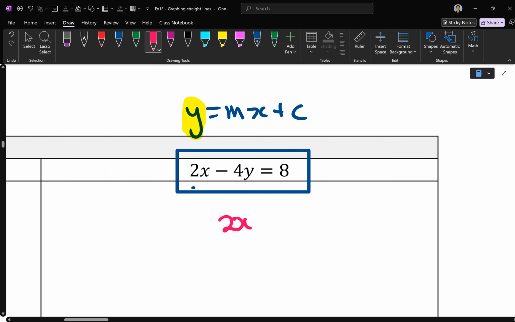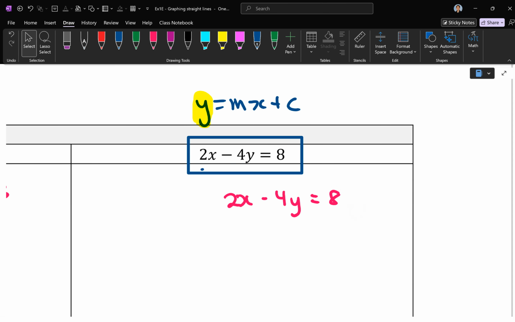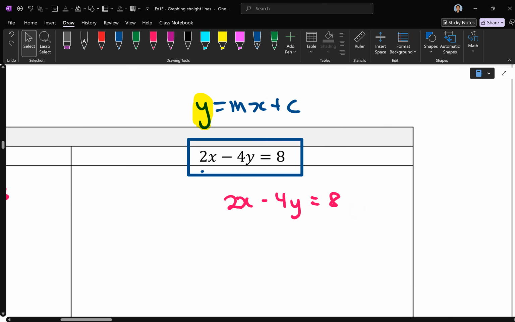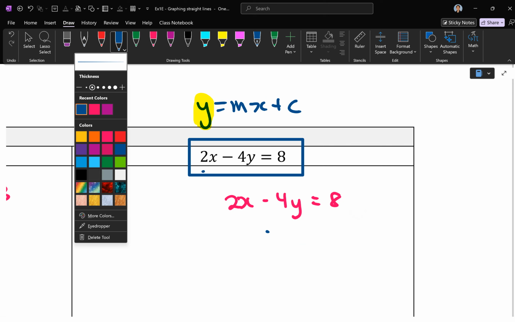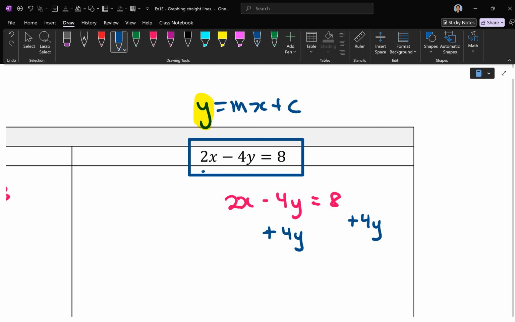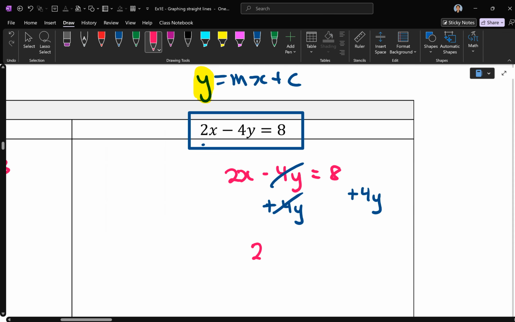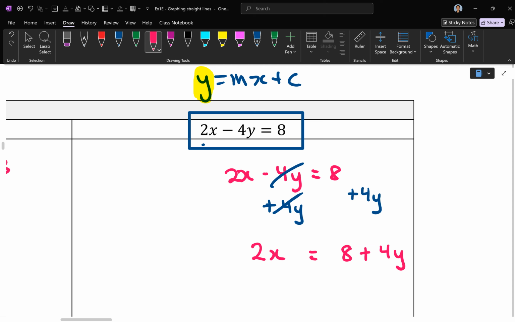Good. So you got 2x minus 4y. There's a lot of ways to do this, by the way. I personally don't like the negative 4y, so I probably would have done the same. I would have just said add 4y on both sides. Add. Why do I add? Because that's minus 4y. So add 4y on one side, add 4y on the other side. These cancel out because negative 4y plus 4y is 0. Then what do you end up with? Well, you end up with 2x left over is equal to 8 plus 4y.